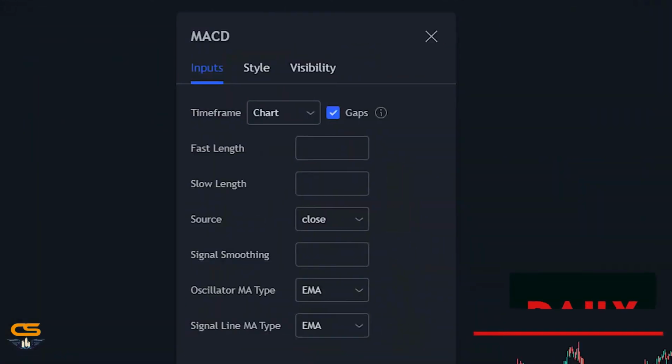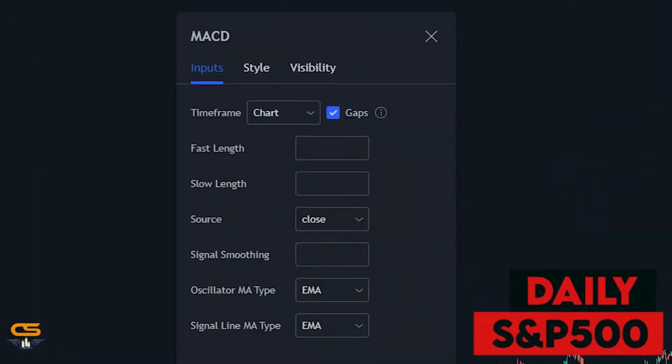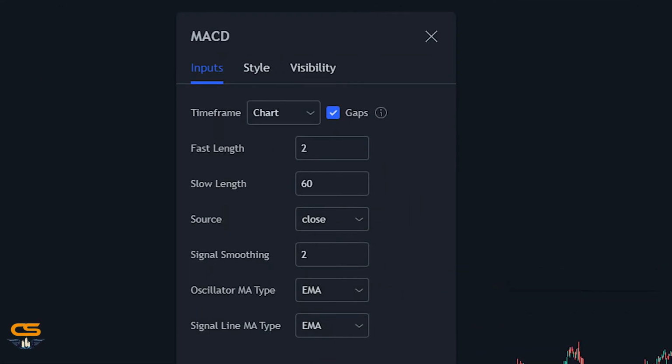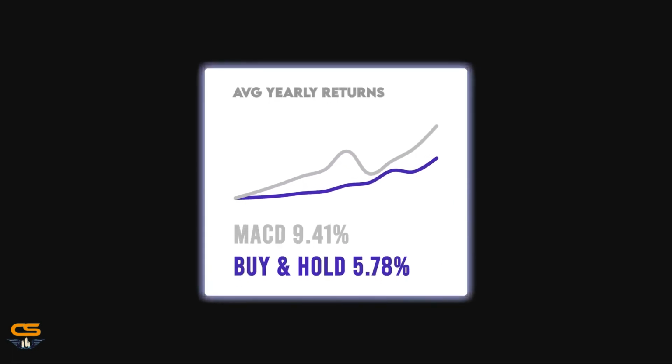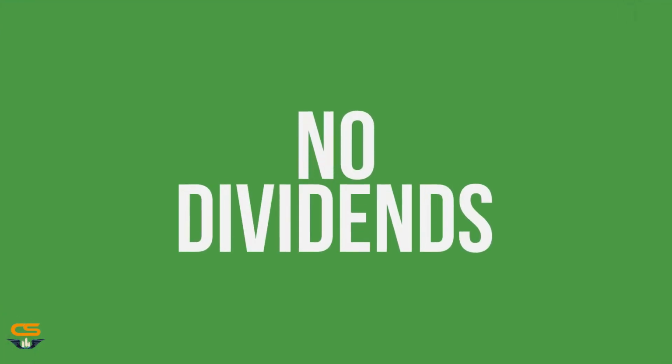The first test was on the daily time frame. The optimal MACD settings on the daily time frame for the S&P 500 were 2, 60, and 2. This strategy made a total average profit of 9.41% per year versus the buy and hold average of 5.78% per year. Keep in mind though, this is not including dividends being reinvested.